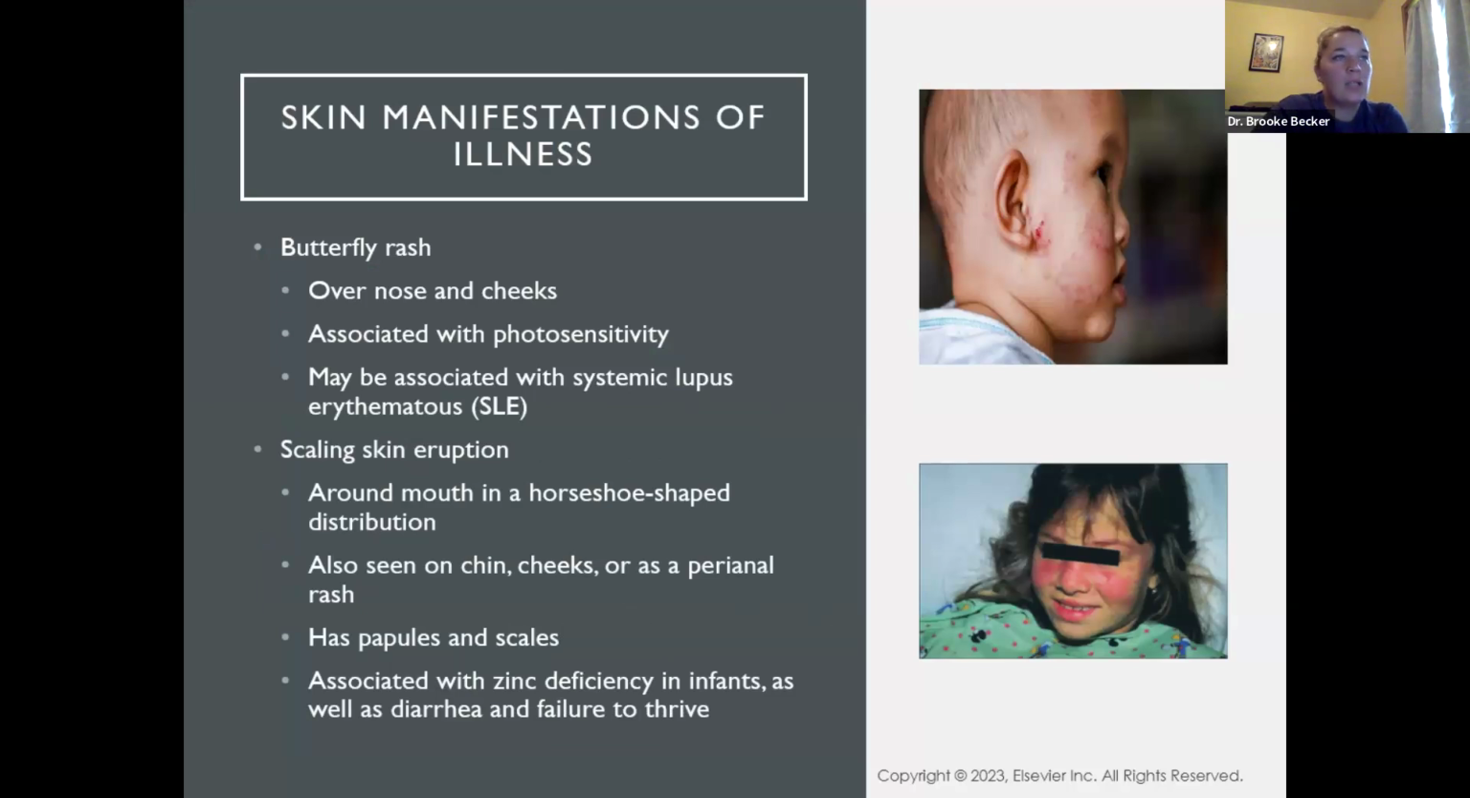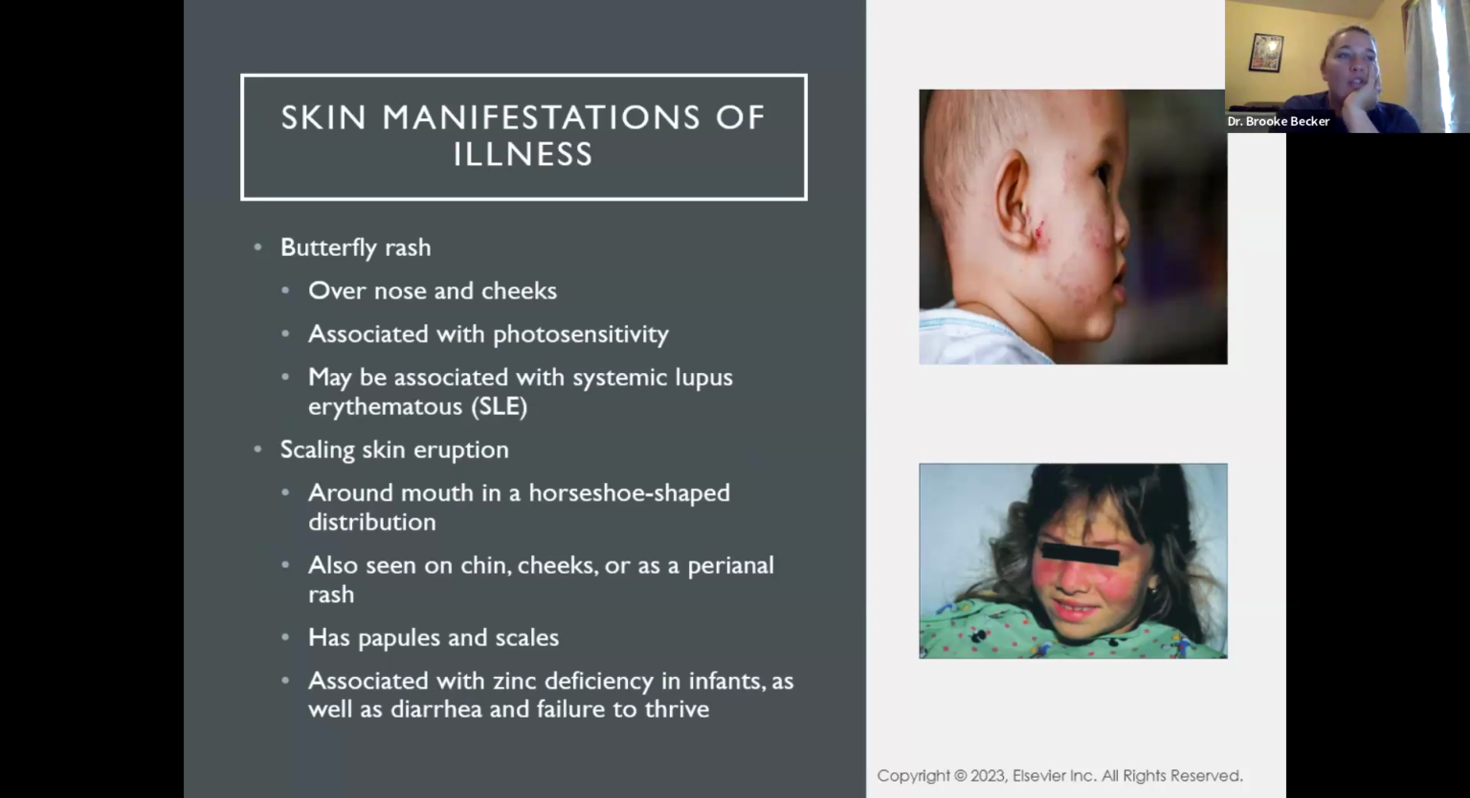Okay, so butterfly rash. That is going to be a rash that occurs over the nose and the cheeks. Just like this, it kind of looks like a butterfly. A lot of times it comes up in and around the eyes. This is very common with kids who have systemic lupus. And it gets worse if they're out in the sun. This rash is going to become more prominent.